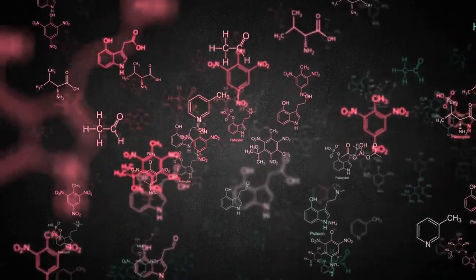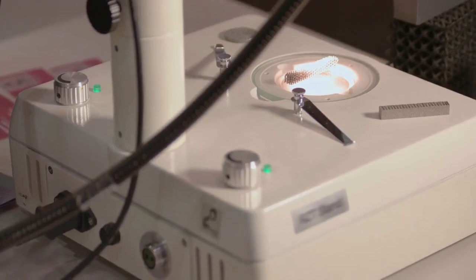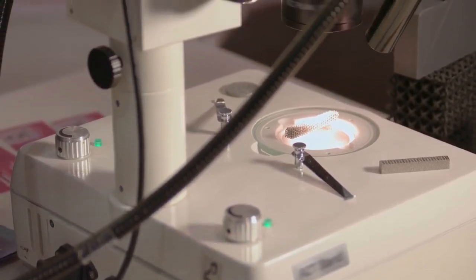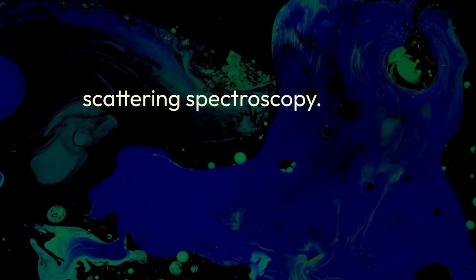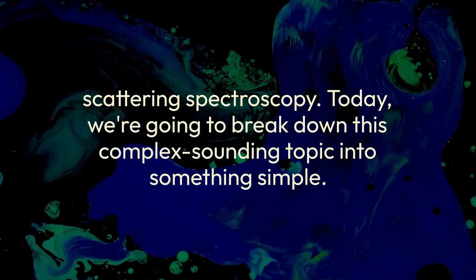Have you ever wondered how scientists can figure out what a distant star is made of, or identify a specific molecule in a tiny drop of liquid without ever touching it? The secret often lies in a powerful set of techniques known as scattering spectroscopy. Today, we're going to break down this complex-sounding topic into something simple.